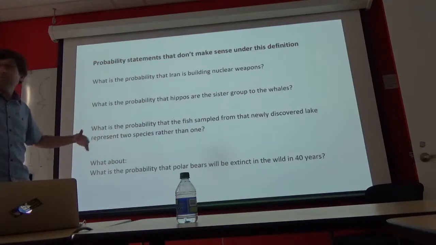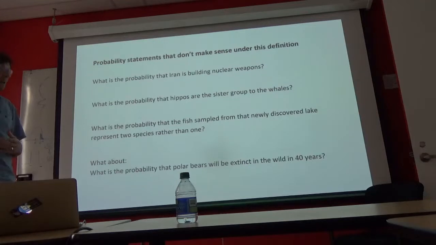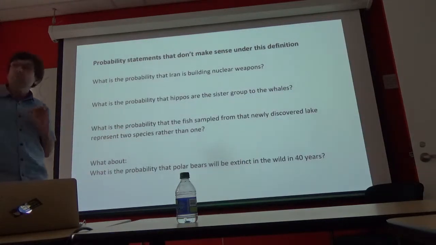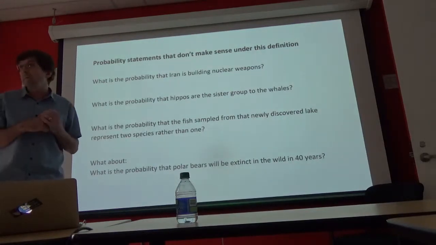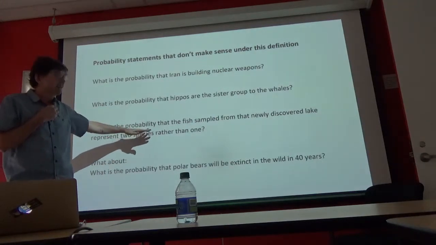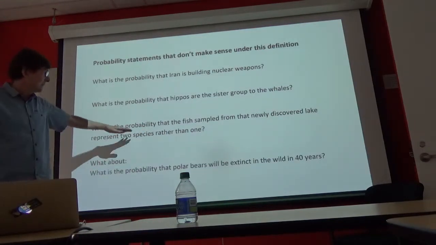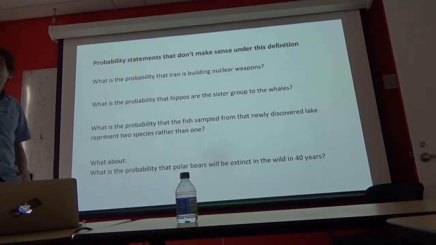I'm going to go through an example, but in a more prosaic sort of situation, one more close to home. What's the probability that the fish sampled from that newly discovered lake represents 2 species of stickleback rather than 1? So we can make statements like this all the time, and the probability in this context, again, makes no sense by the definition that we gave it already, even though here we understand that it's saying something about our uncertainty. Either there are 2 species in that lake, or there's 1, and it's really up to us to figure out which is which. There's no random trial at all.